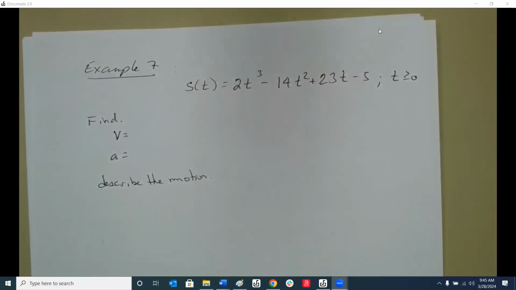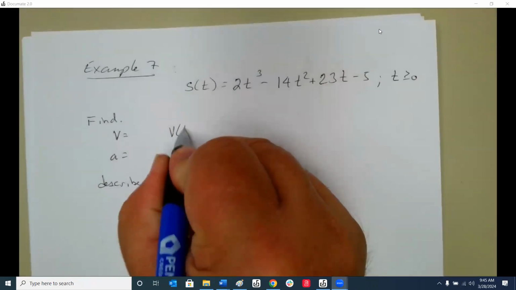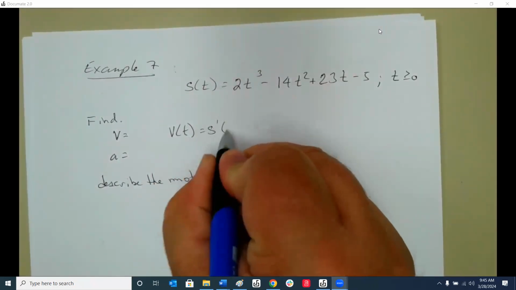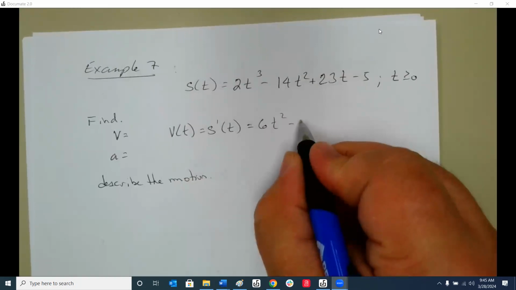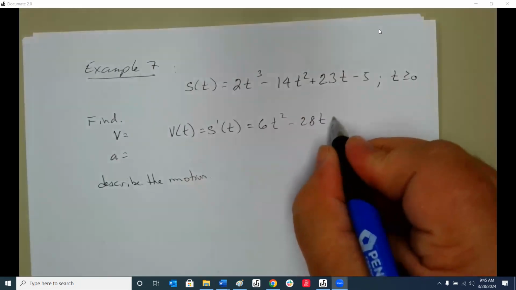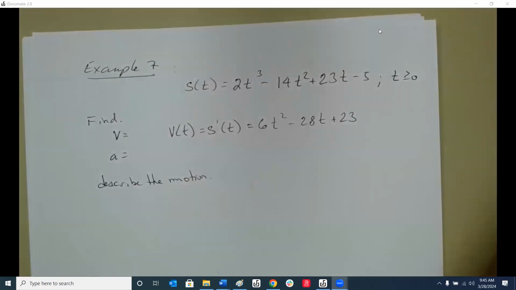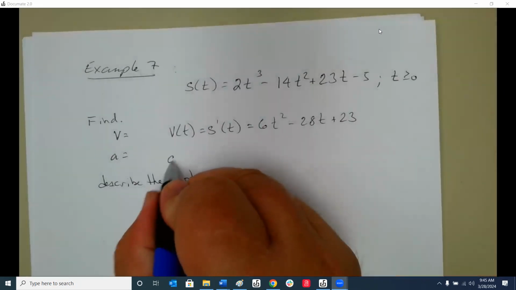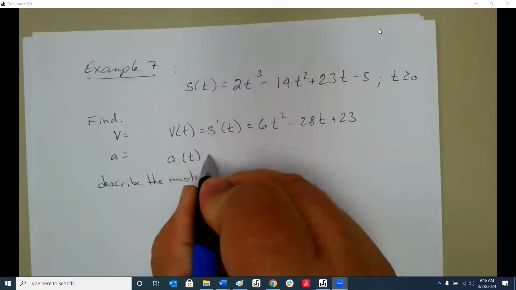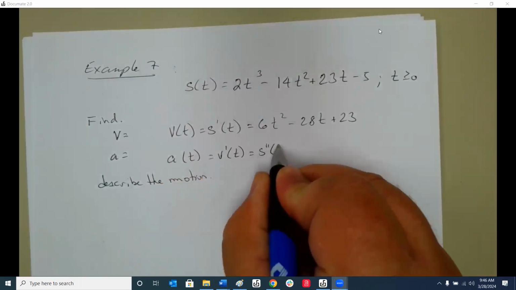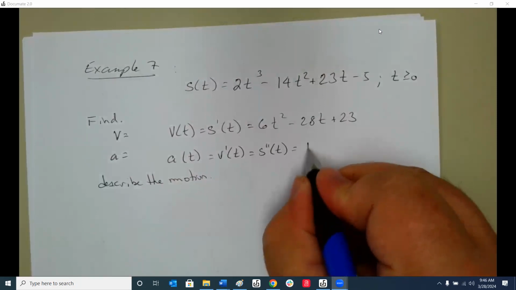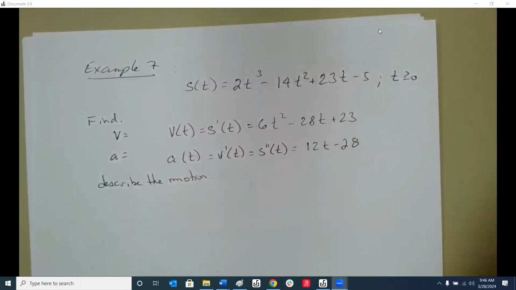Let's refer back to chapter 2. How do we find the velocity? First derivative. So the velocity at t is the first derivative of our position function, which is 6t squared minus 28t plus 22. And the acceleration is the first derivative of our velocity, which is the second derivative of our position, 12t minus 28.